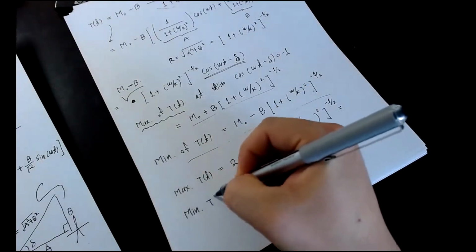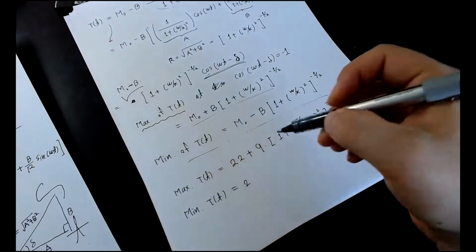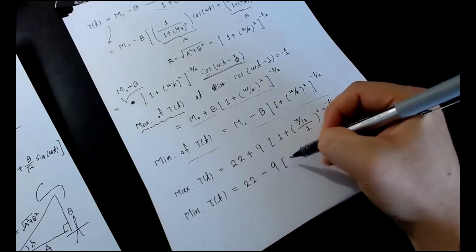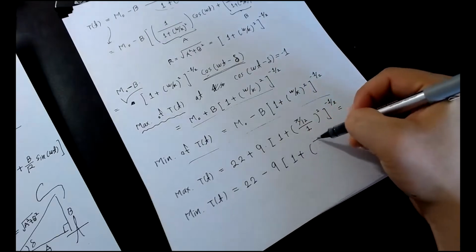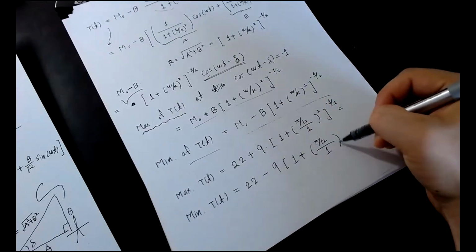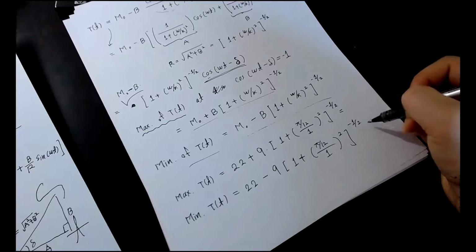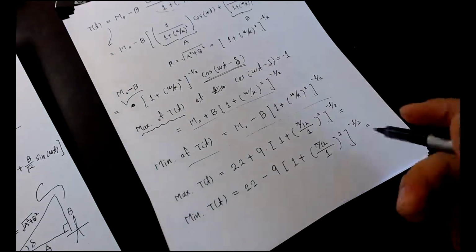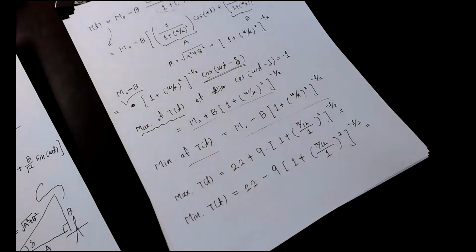And the lowest temperature is going to be 22 minus 9 times 1 plus pi over 12 over 1, squared, to the negative 1/2. Also, we can figure out the decimal expression using a calculator. Similarly, you can figure out the answers for the other questions by applying those formulas.